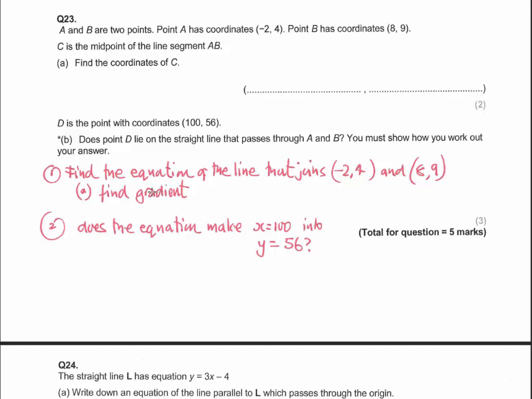Now, then, once you've got the equation of the line, you can see if you put x into the equation, does it calculate that y is 56? If it does, then you say D lies on the line. And if it doesn't, you say D doesn't lie on the line.